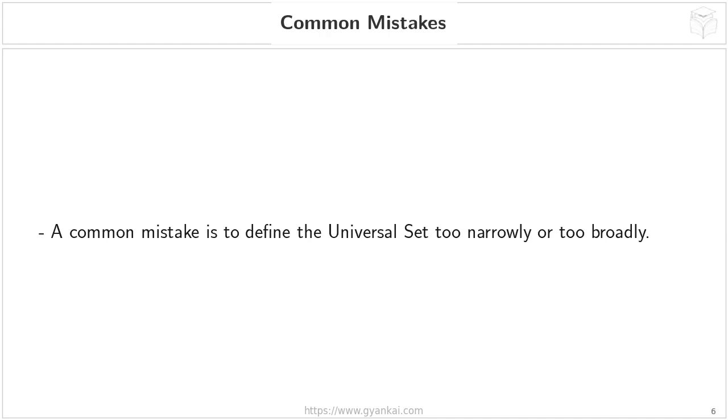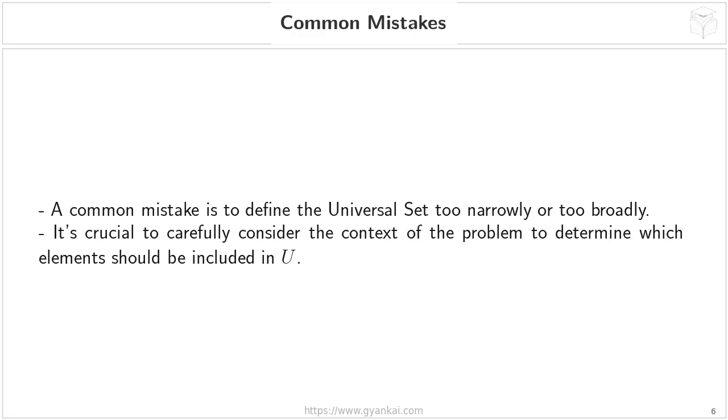Common mistakes. This slide begins by pointing out that a frequent error students make is defining the universal set either too narrowly, meaning it doesn't include enough elements relevant to the problem, or too broadly, including elements that aren't needed. It's absolutely crucial, and I want to emphasize this, to carefully consider the context of the problem. Think about exactly what the question is asking you to work with. This will determine which elements should be included within our universal set, which we've been denoting as capital U.